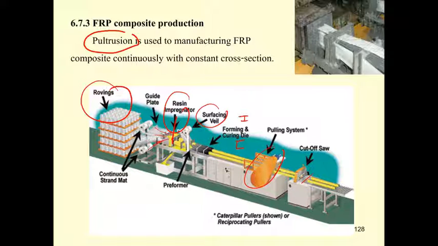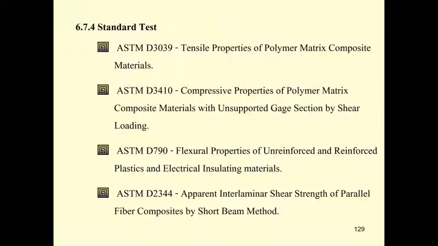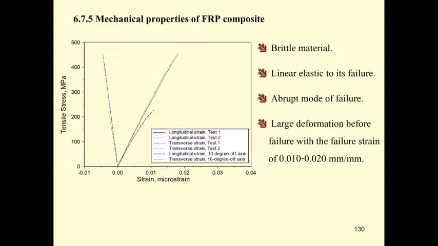This production technology can be used in space. There is some idea of shipping this machine out to space and building something on the moon or on Mars. And the following are the standard tests involved with the FRP. There are tensile property tests, compressive property, flexural property, and shear strength property. That is going to follow this.